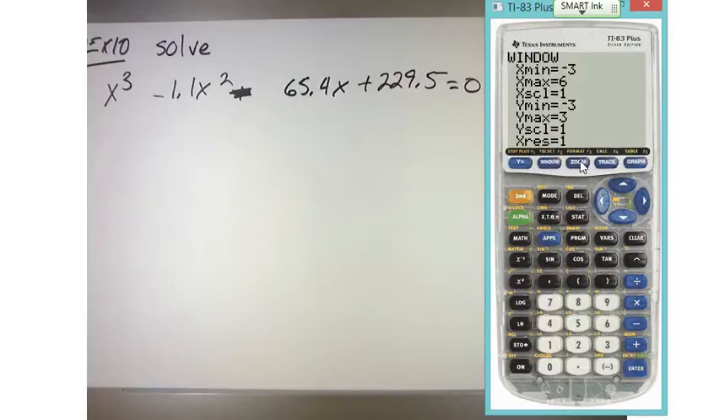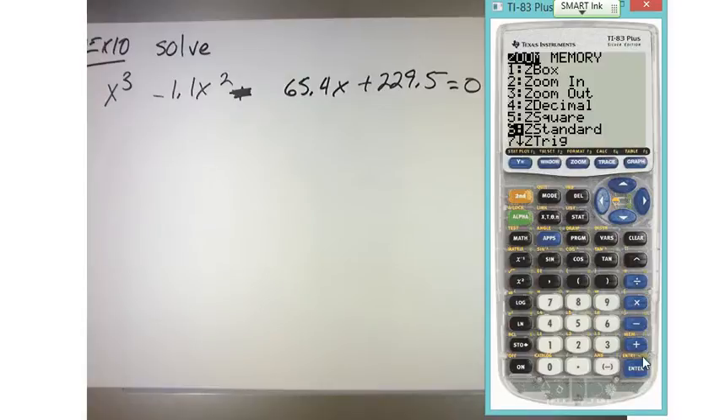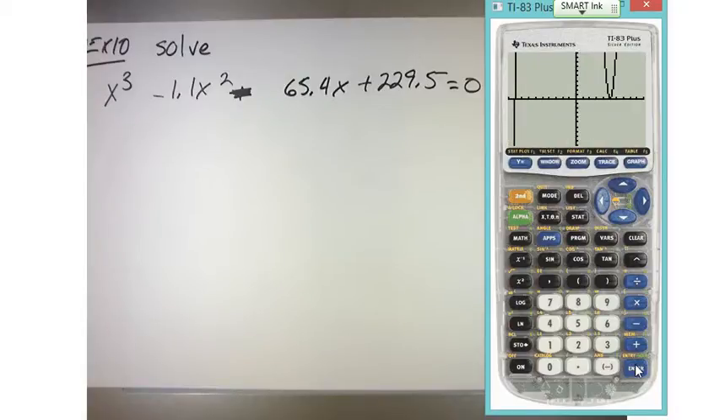So let's do a standard fit and see if we can make this thing fit inside the window. All right, there we go. Does that make sense? All right. So what do I do next? Find the x-intercept, right? When y equals 0 is the x-intercept.